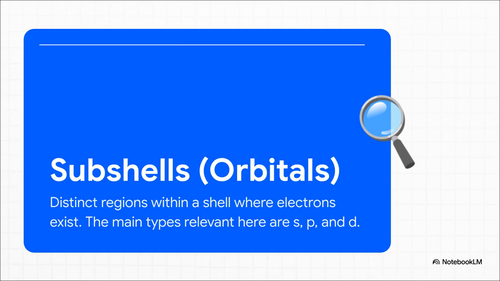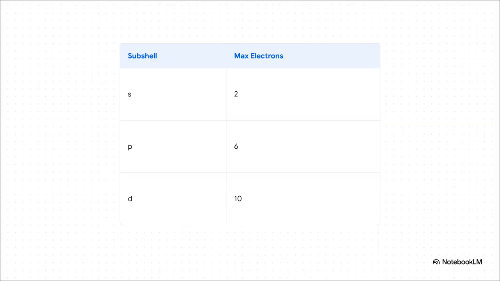Now let's zoom in a little. Each floor, each shell, is divided up into different kinds of apartments, or subshells. Now, it gets a little more complicated, but for what we're doing today, we only need to know about three types of apartments: the S apartment, the P apartment, and the D apartment. This is where the magic really starts to happen. And this, right here, is the most important rule in this whole story. Each type of apartment has a strict, non-negotiable capacity. An S subshell can only hold 2 electrons. That's it.